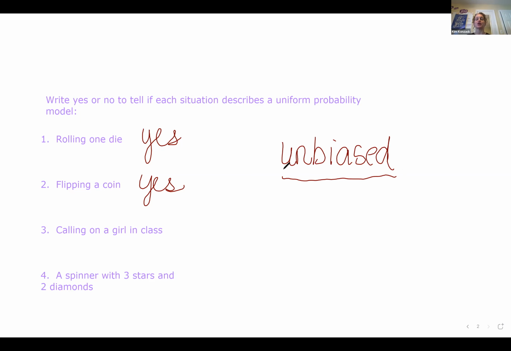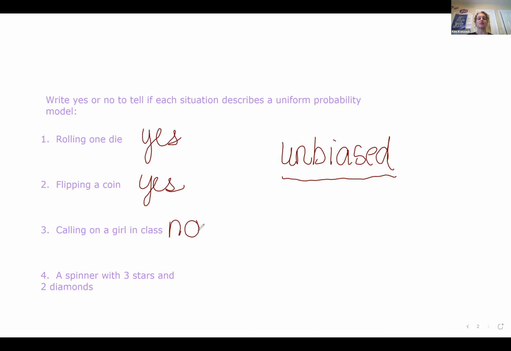Okay, calling on a girl in class. Here, you don't know how many girls and boys are in the class. There could be 3 boys and 5 girls, right? So the probability of calling on a girl versus a boy can be very different. So it's not uniform probability. Okay, so there are no equal chances of the events occurring.